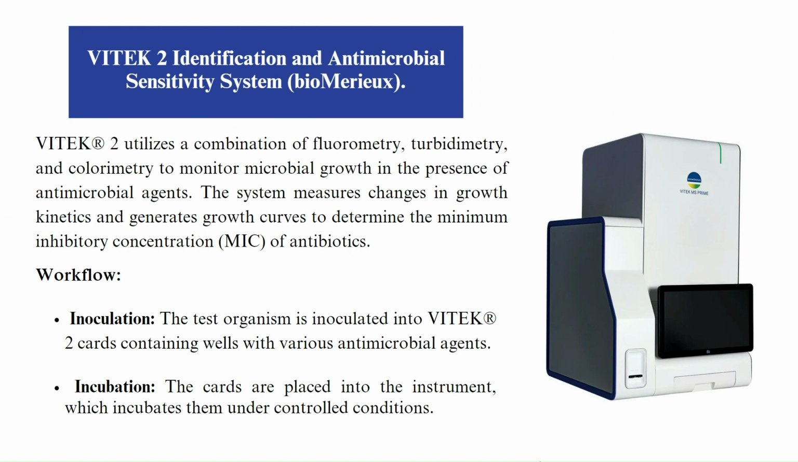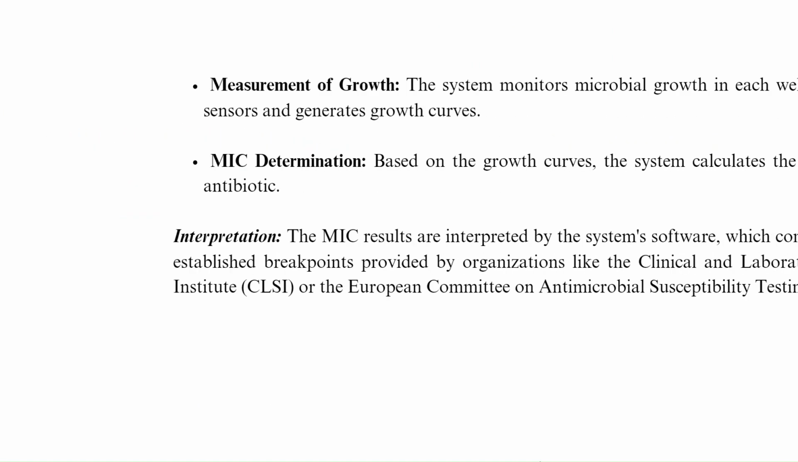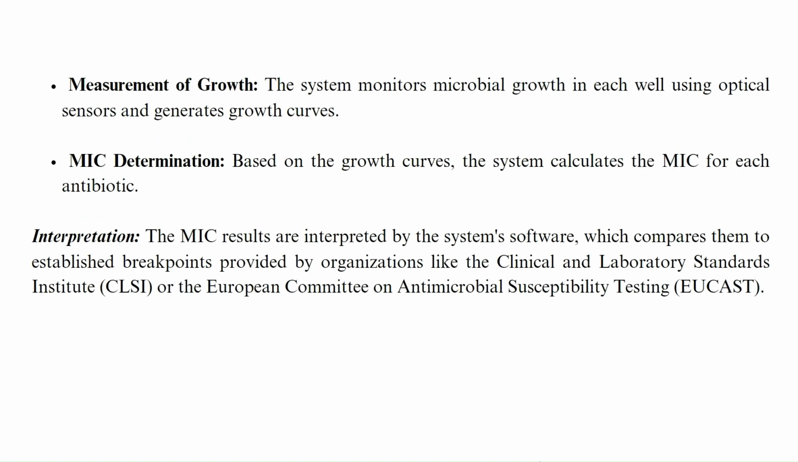VITEK 2 utilizes a combination of fluorometry, turbidimetry, and colorimetry to monitor microbial growth in the presence of antimicrobial agents. The system measures changes in growth kinetics and generates growth curves to determine the minimum inhibitory concentration, MIC, of antibiotics. The system then monitors microbial growth in each well using optical sensors and generates growth curves. MIC is determined based on the growth curves. The system calculates the MIC for each antibiotic.